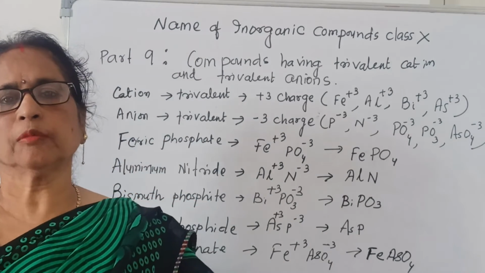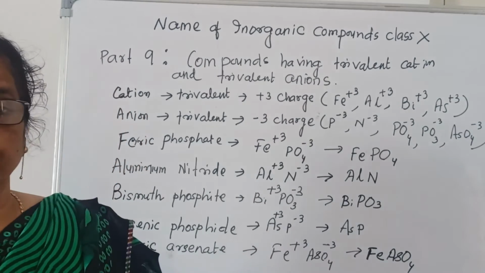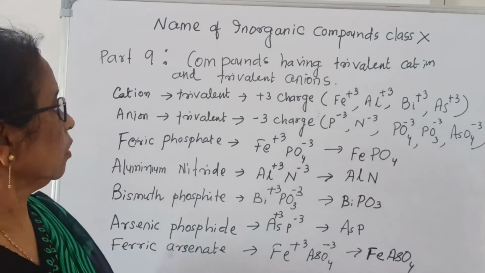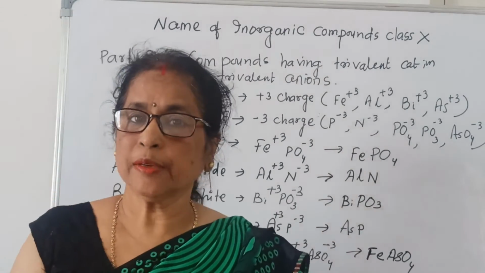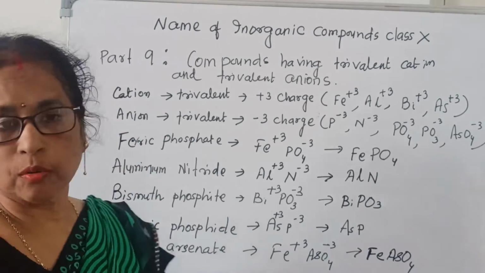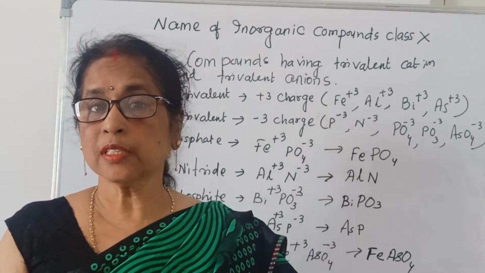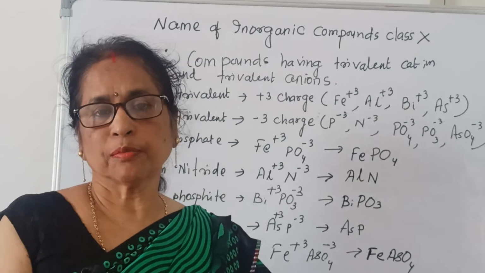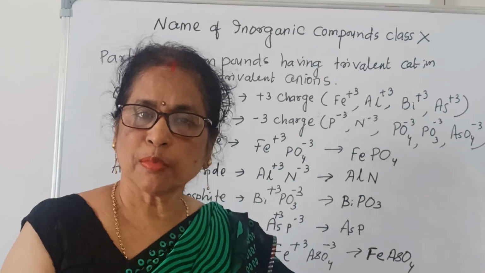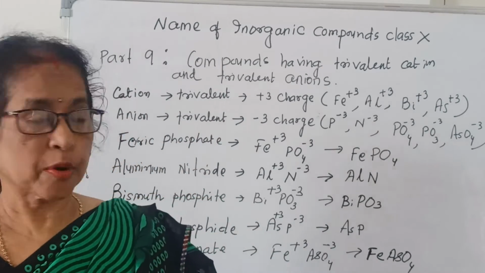Now I want to welcome the students of class 10th, and the topic is inorganic compounds for class 10th. Though it is for class 10th, it is very important also for class 11th and 12th. There are two types of compounds: one is inorganic compounds, the other is organic compounds. Organic compounds generally consist of carbon and hydrogen, whereas inorganic compounds contain many elements with mineral property.